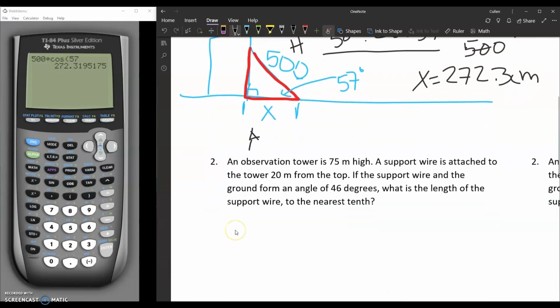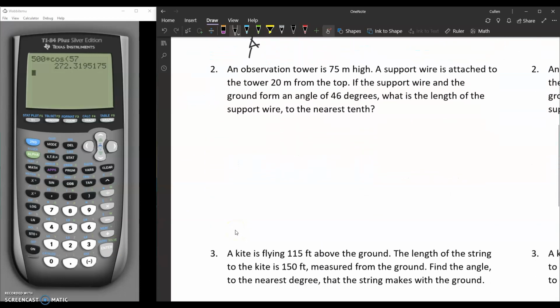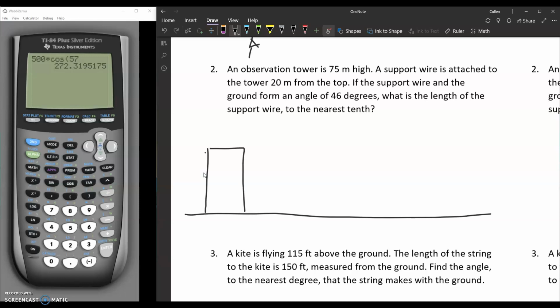Okay, let's go. We're going to do two more word problems. We've got an observation tower. It is 75 meters high. So let me try to draw that real quick. I'm just going to draw it as this block building right here. And a support wire is attached to the tower 20 meters from the top. So it's not attached to the top, it's 20 meters from the top. So that means that little distance right there is 20 meters. Okay. And the whole observation tower is 75 meters tall.